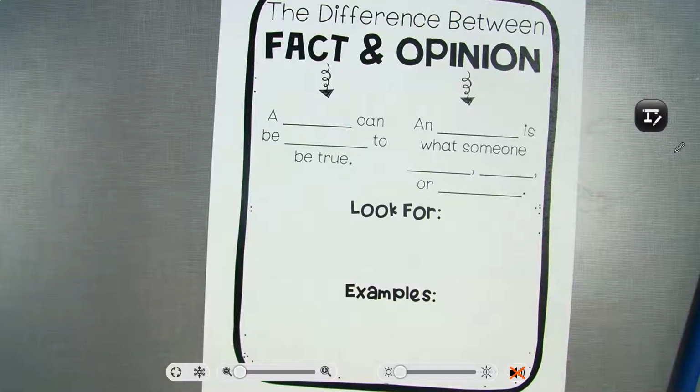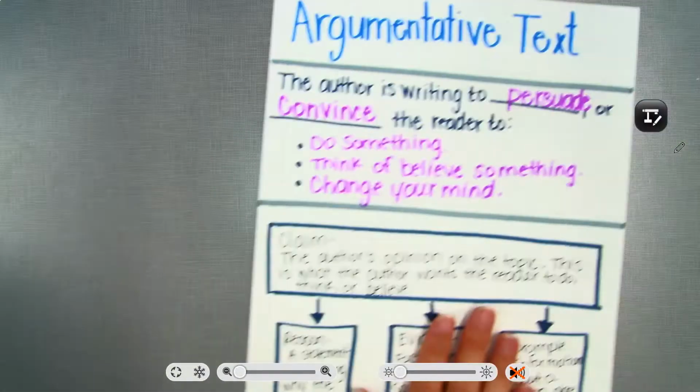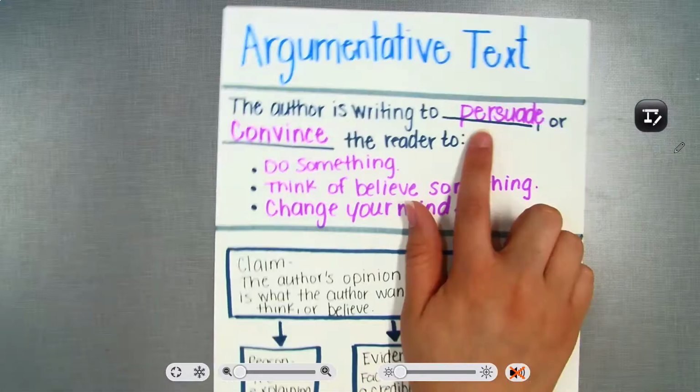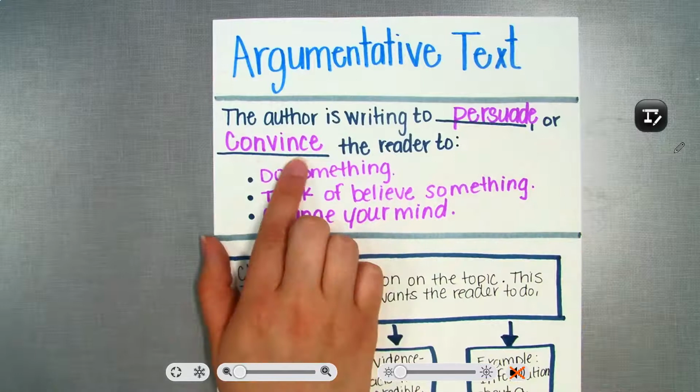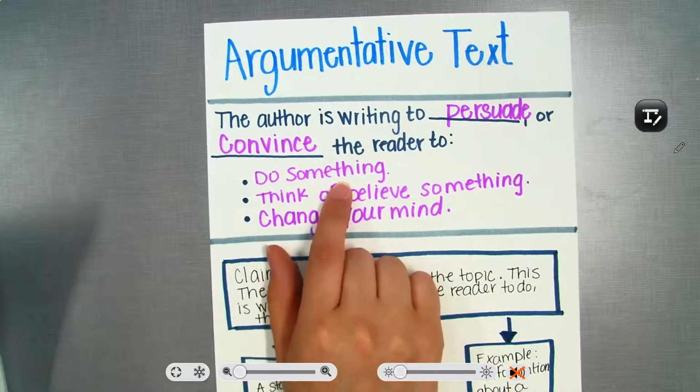Okay, guys, so we have been talking about argumentative text. So let's go over that real quick. An argumentative text, we said, is that the author is writing to persuade or convince. So we've seen the words persuade and convince with author's purpose. So they're trying to persuade or convince the reader to do something.